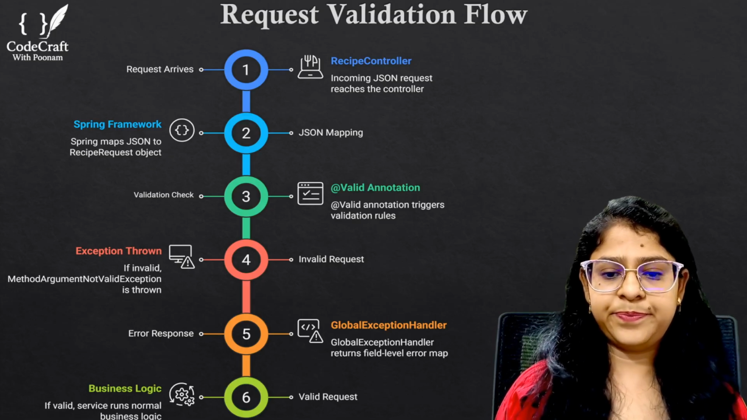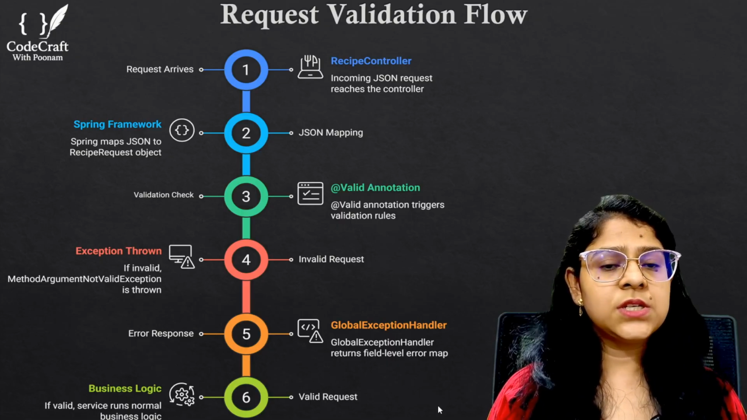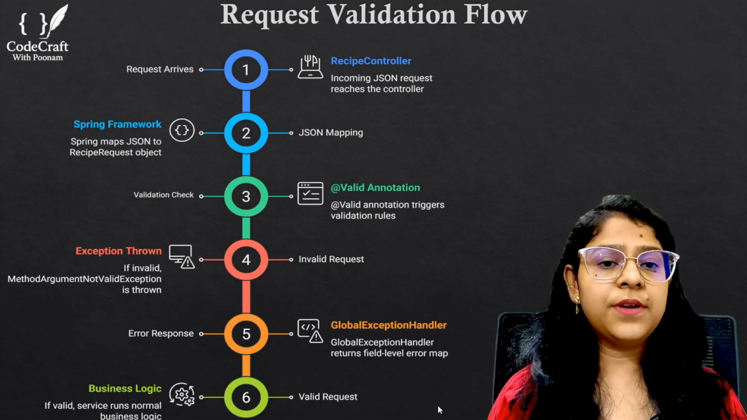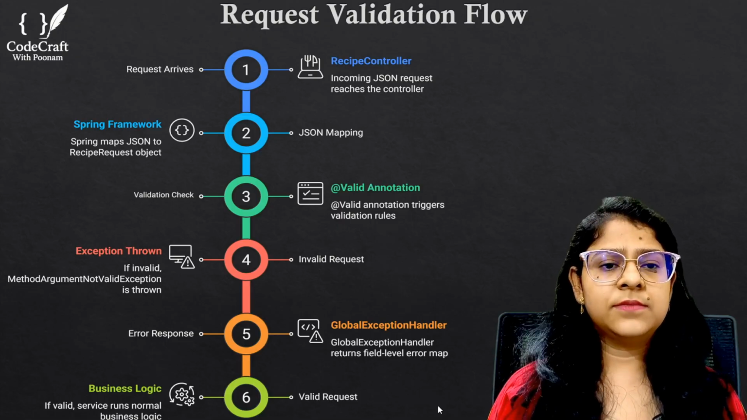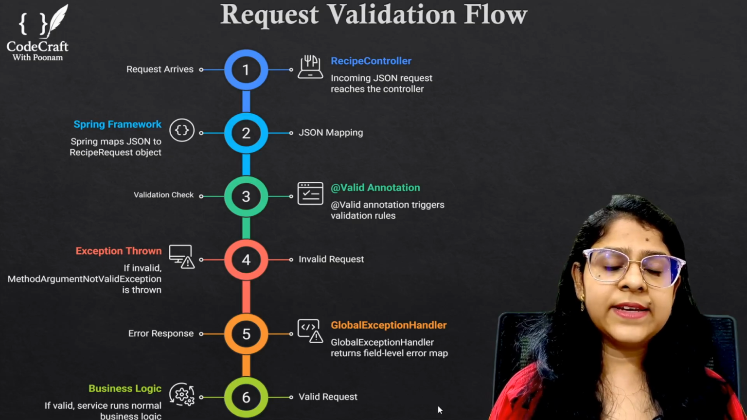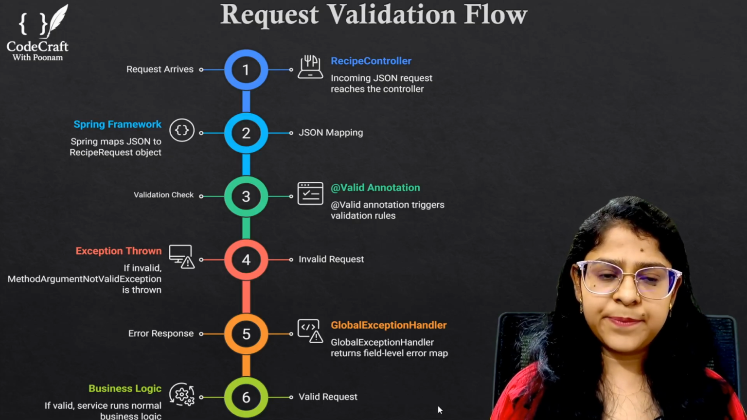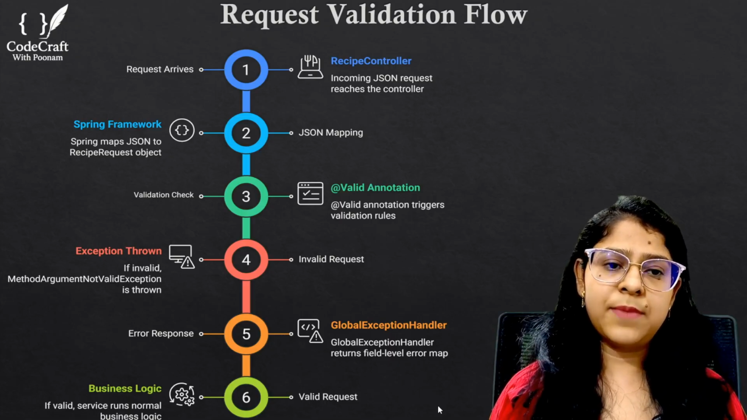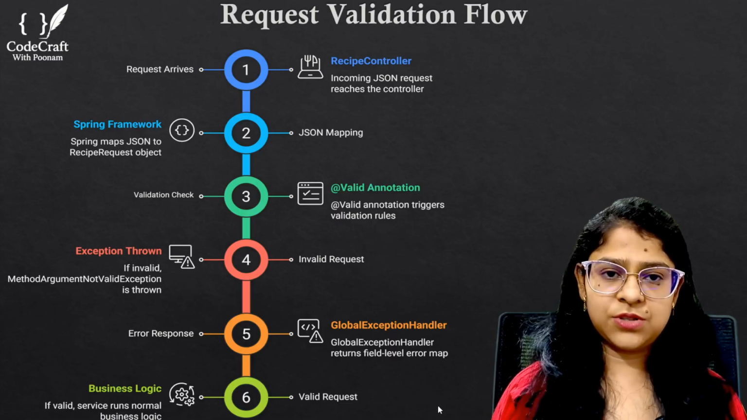Okay. So here the request validation flow is: the request reaches the recipe controller. Okay. And then Spring maps JSON to recipe request. And here we are going to use @Valid, okay, which checks annotation rules. Okay, if we have invalid data, then MethodArgumentNotValidException is thrown. Okay, and then this global exception handler returns a field level error map. And if the data is valid, then service runs normal business logic.